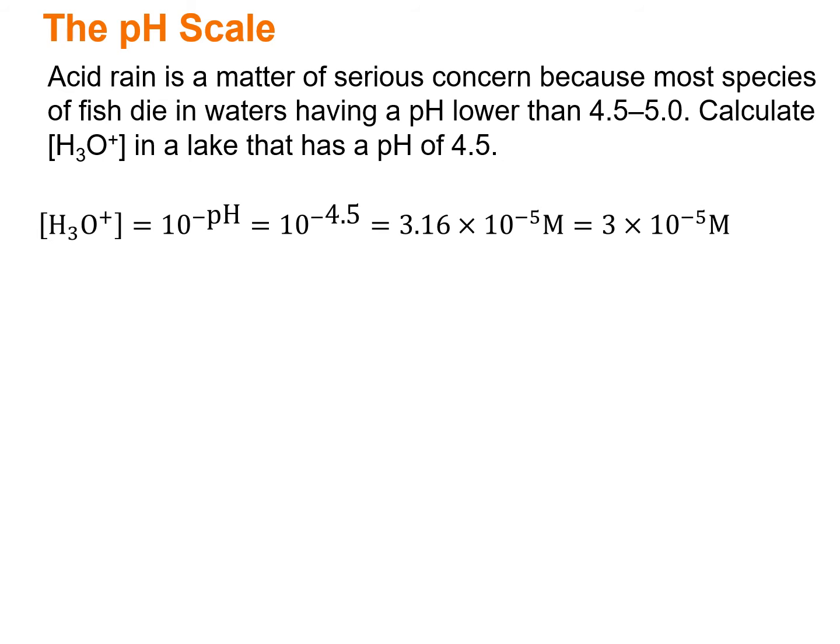And because we only have 1 sig fig after the decimal, we know we'll eventually have to truncate the concentration to only have 1 sig fig. So I calculated it out exactly. I get 3.16 times 10 to the minus 5 molar. And then when I truncate it, I end up with 3 times 10 to the minus 5 molar.